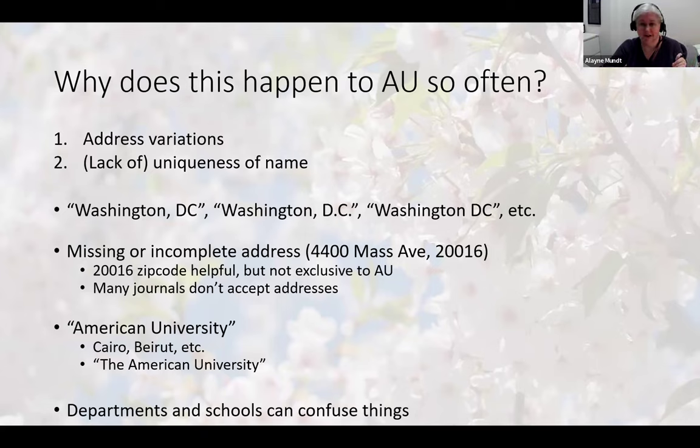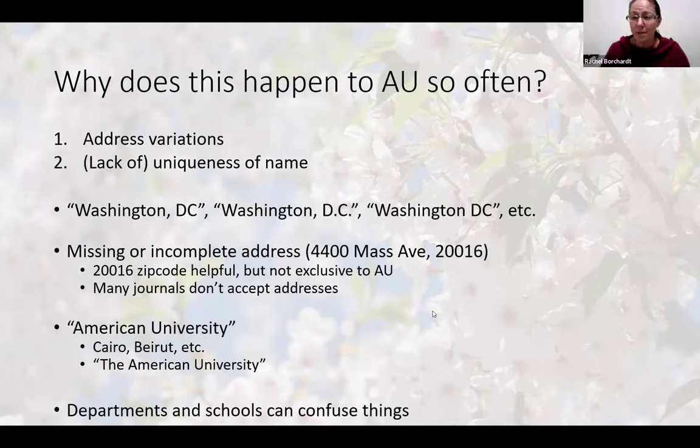So I think AU is unique, and not necessarily in a great way, in that because of these two specific things, we have had a proliferation of misattributions. Additionally, things like departments and schools can confuse things, adding or leaving out American University or just including, say, College of Arts and Sciences, et cetera. It can just throw things off. Rachel, feel free to jump in if there's anything else you want to add.